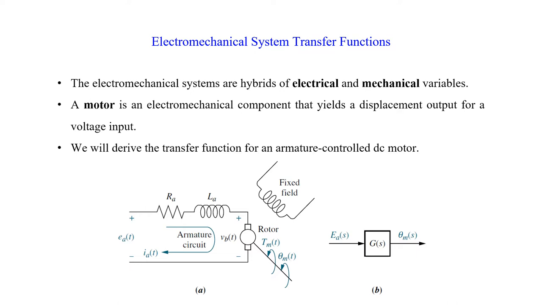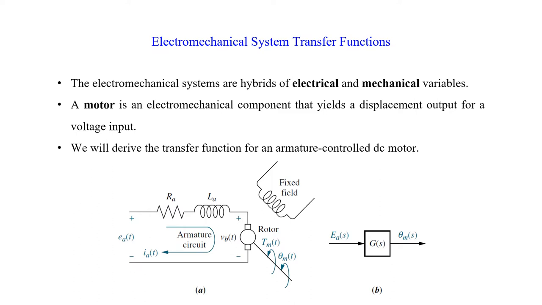Particularly, we will deal with a particular type of electromechanical system, which is a motor. We know that a motor is an electromechanical component that takes voltage as input and gives displacement as the output. So in this lecture, we will derive the transfer function for a simple armature controlled DC motor.